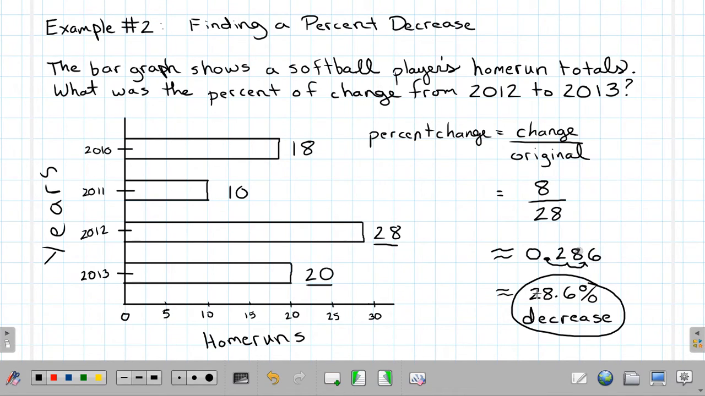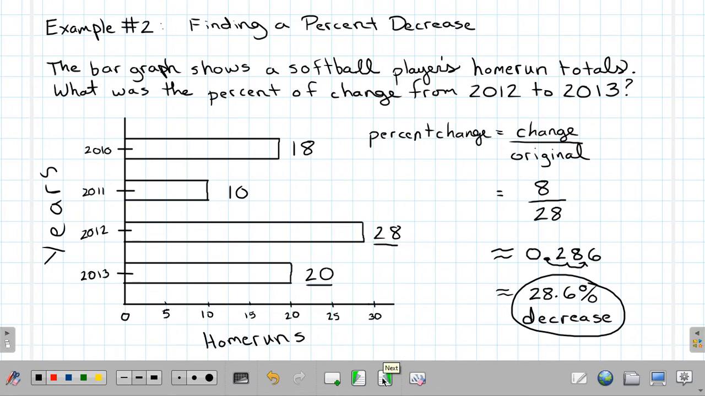So that means when we round the percentage, it's actually going to be about 28.6%. And that's why we use the little squiggly lines here, to say it's about that. It's not exactly that because we had to round. But 28.6% decrease kind of makes sense. You can think, well, that's close to 25%. If we decrease 28 by 25%, we would be decreasing it to 21 because we'd be decreasing it by 7. That's kind of close to a 25% decrease, so that makes sense.